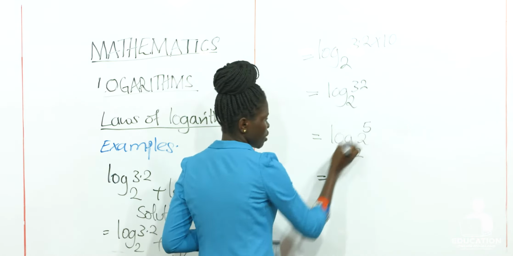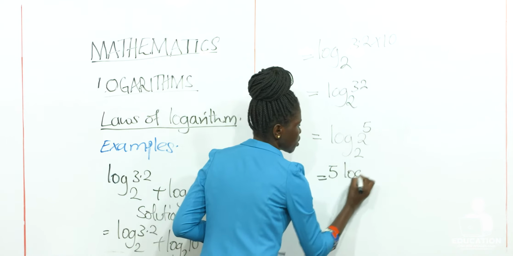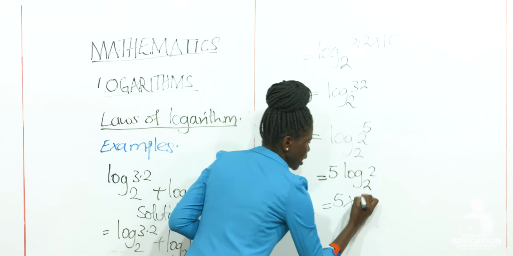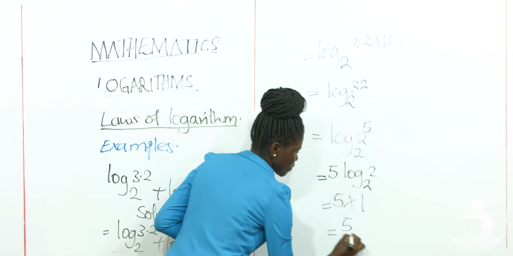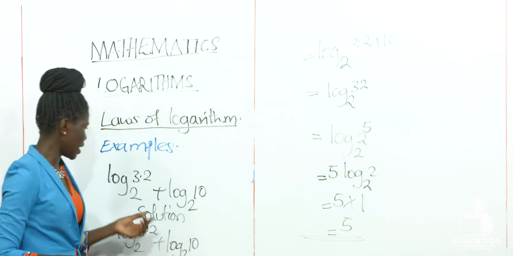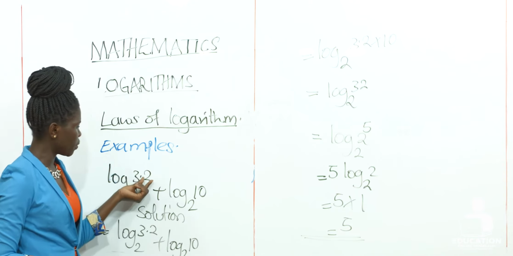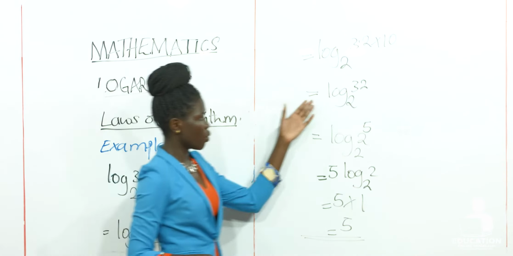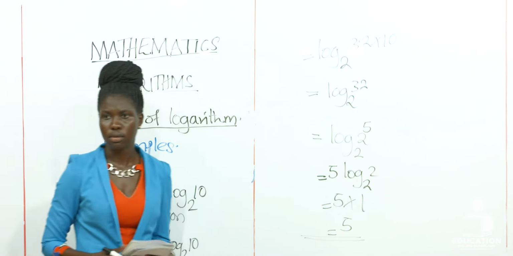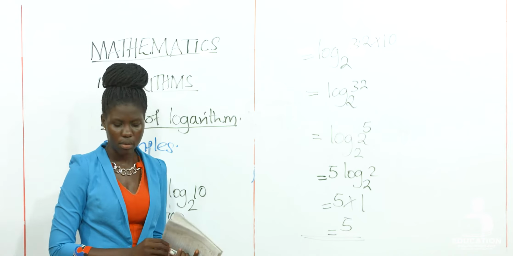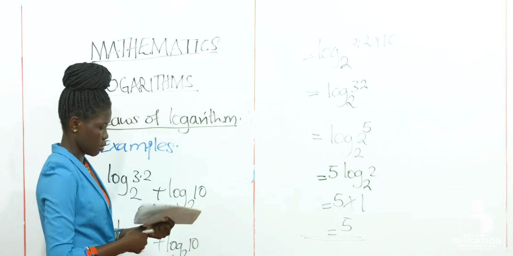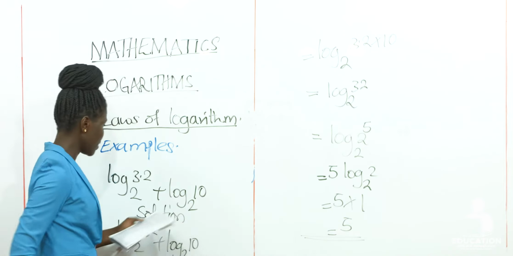So you continue, you drop this power, and we shall have 5 log of 2 to finally give you 5 times 1, and finally you will end up with 5 as your final answer. So the original number, which was given as log 2 3.2 plus log 2 10, when you work it out, your final answer should be a whole number. So let's have the next example.